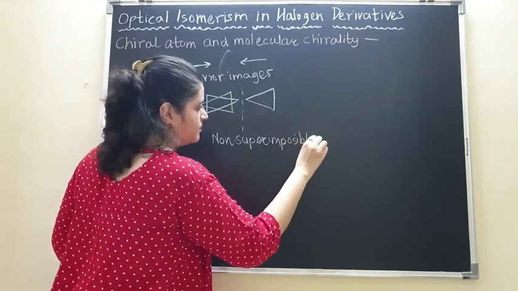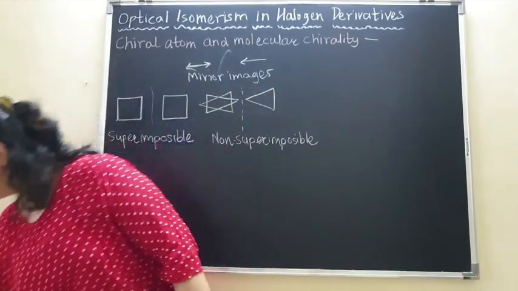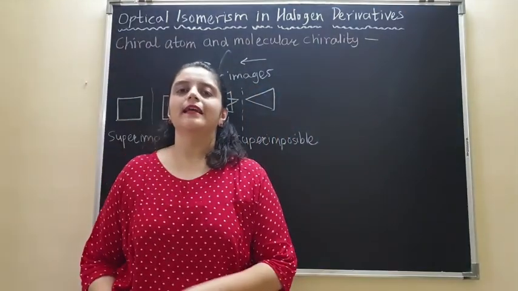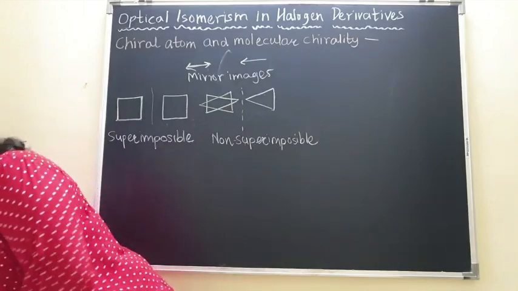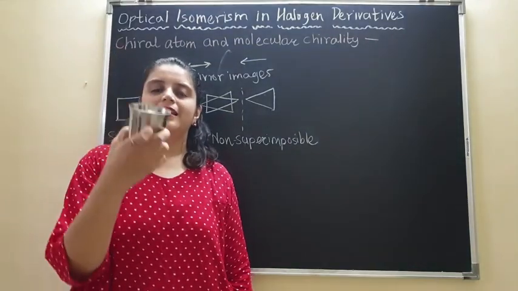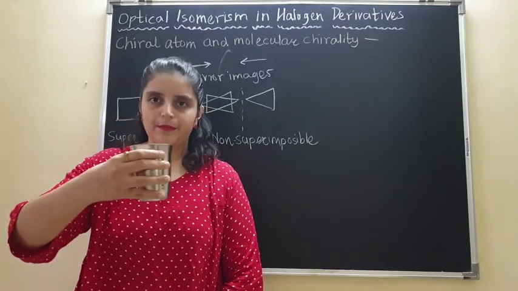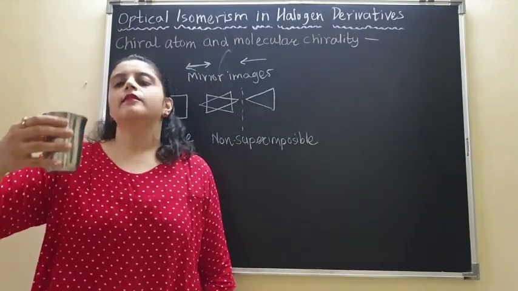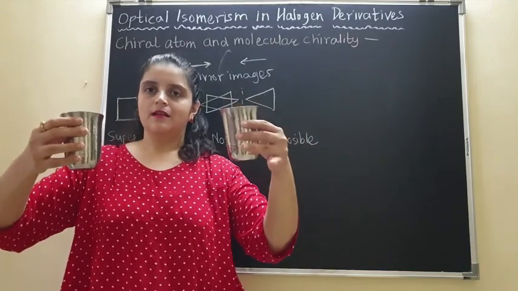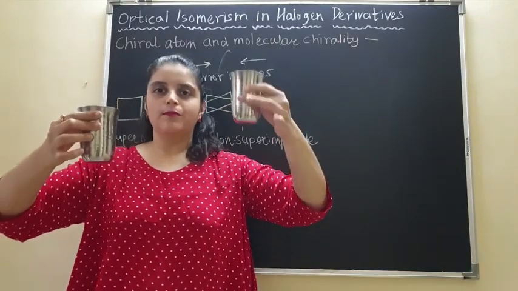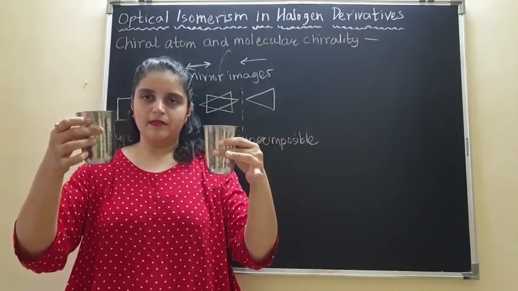Now I have got certain examples to show you all. Imagine that there is a glass over here and next to this glass there is a mirror. And if I try to get the mirror image of this glass, this is the mirror image. If this is our object, this will be our mirror image.